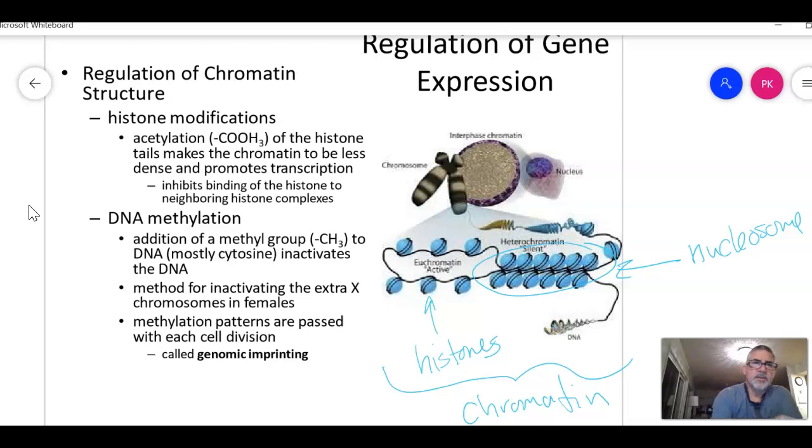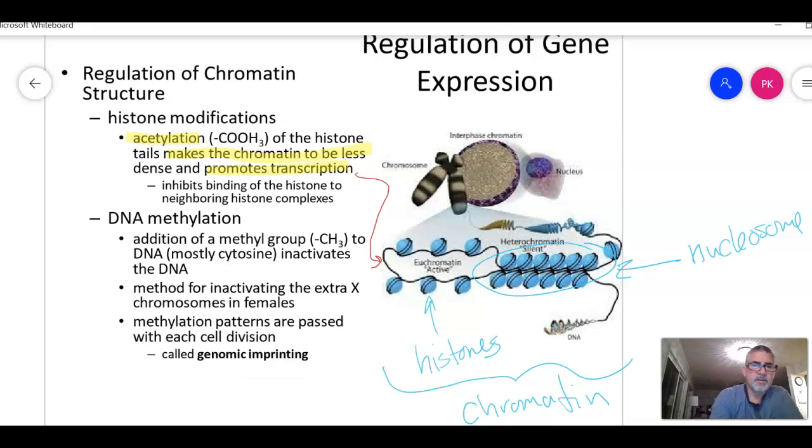So regulation, so histone modification. Acetylation makes chromatin less dense, and that promotes transcription. So acetylation would cause that. It exposes that area of DNA, and because it's exposed, then RNA polymerase can get to it, it can open it up, and it can read it.